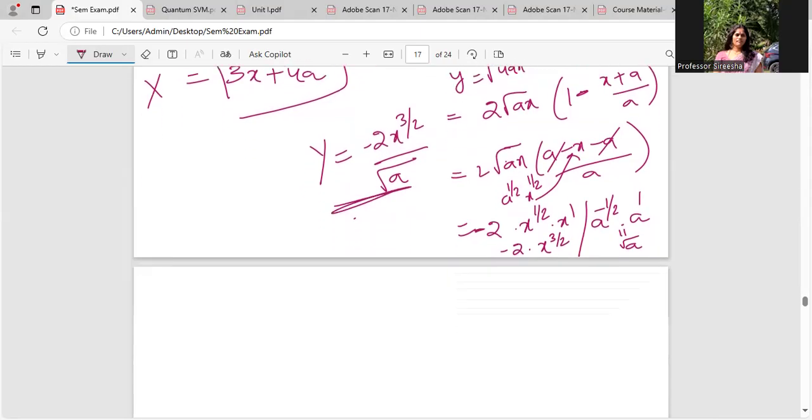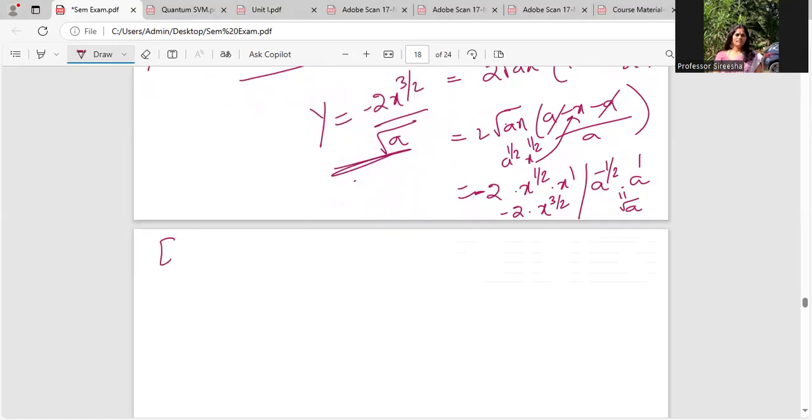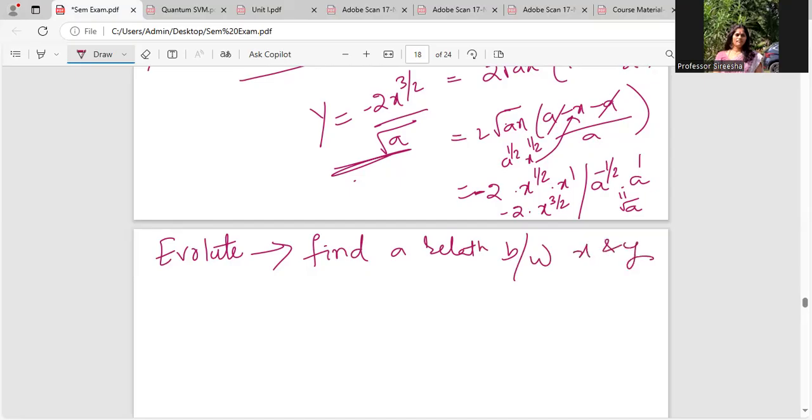Now how do I find an evolute? There's no specific procedure for evolute, guys. How do I find the evolute for this curve? There's no specific procedure. Evolute is nothing but finding a relation between small x and small y by eliminating capital X and capital Y. I'm sorry, finding a relation between capital X and capital Y by eliminating small x and small y.